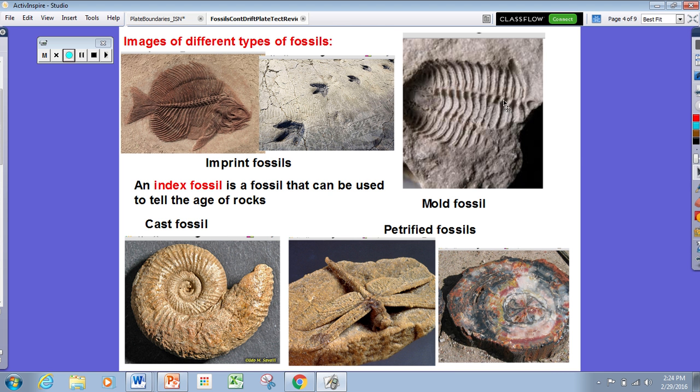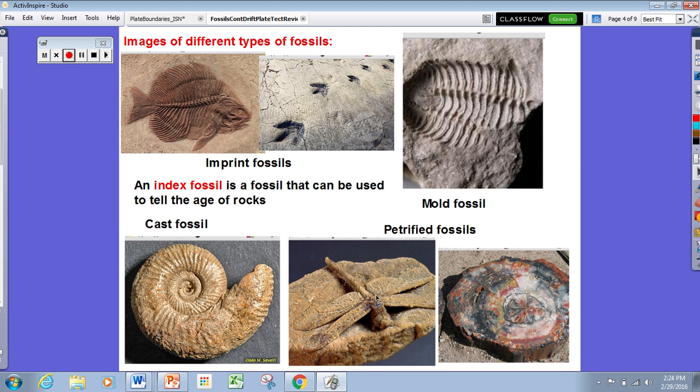This is a mold fossil of a trilobite. You can see that there's an impression, it's indented here, and that's what the mold is. It's an indent. Then this is a cast fossil of some type of shell, so there had been an empty space, and then that empty space filled in and became a cast.